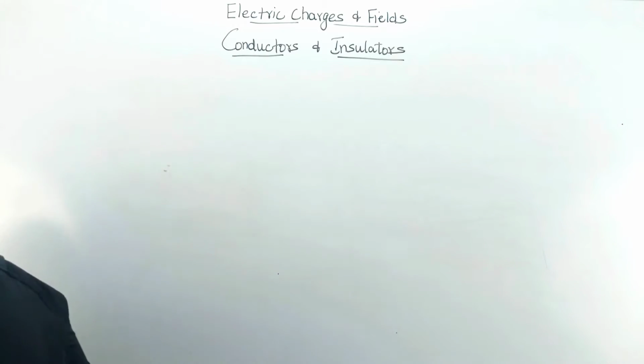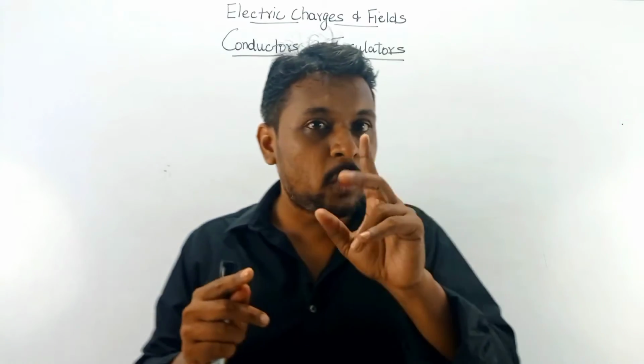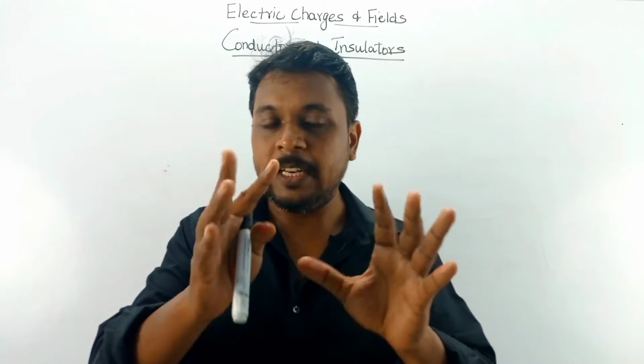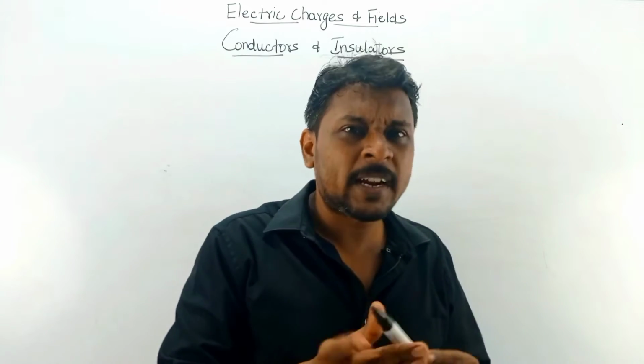So now, what are conductors and insulators? First, I have shown you two objects, a copper wire and a steel metal. They come under the category of conductors. Now, what is a conductor?